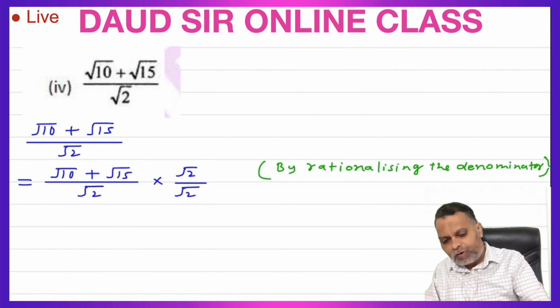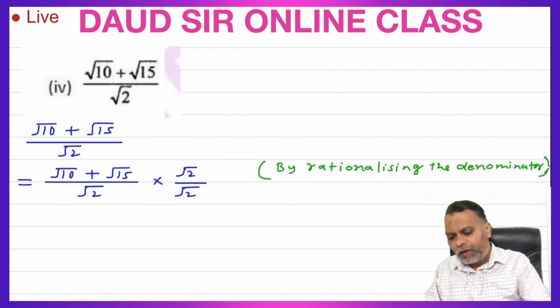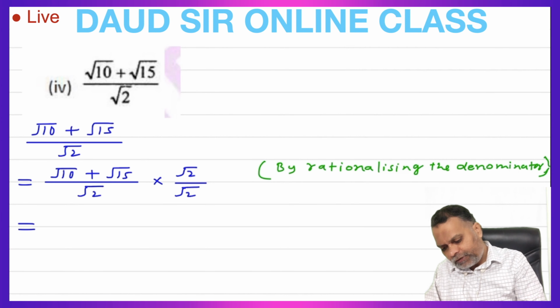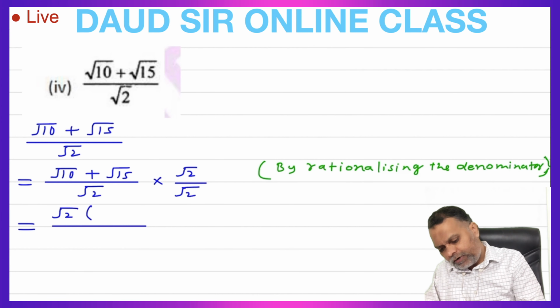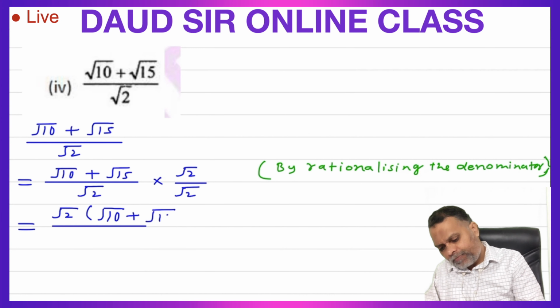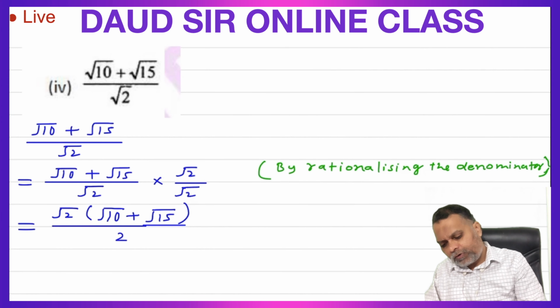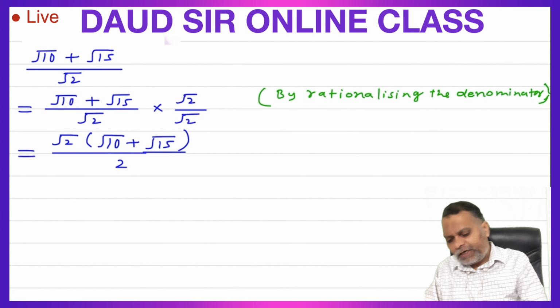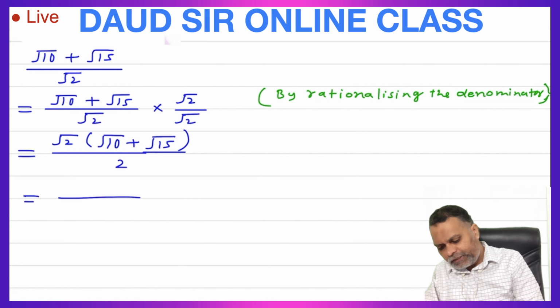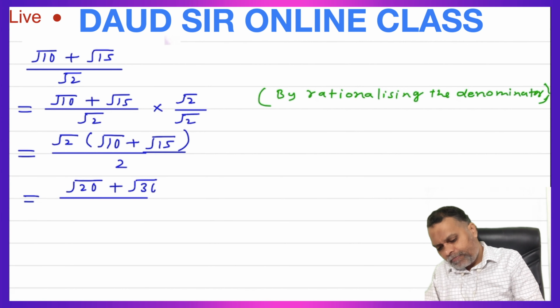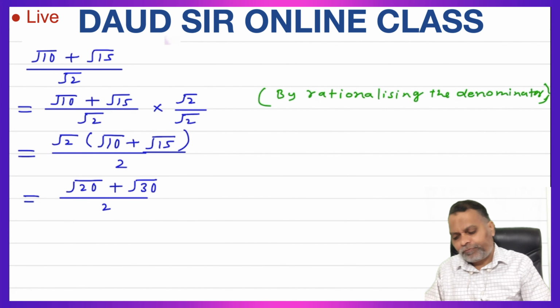By rationalizing the denominator, which is equal to root 2 into root 10 plus root 15 upon root 2 into root 2, 2. Multiply by this root 2 inside the bracket. This is root 20 plus root 30 upon 2.